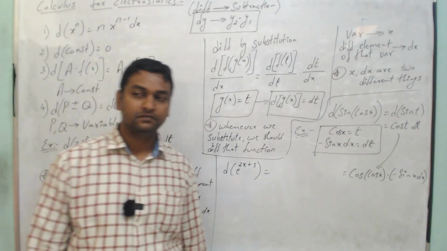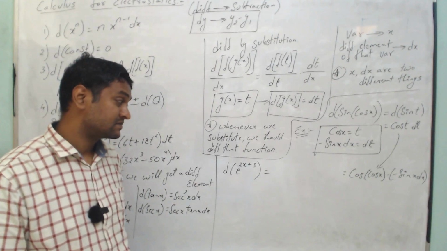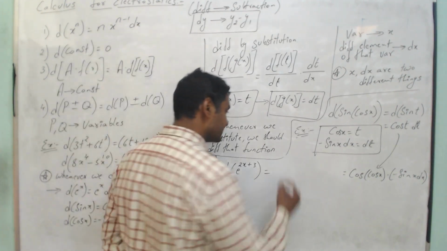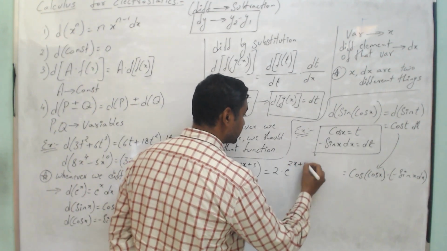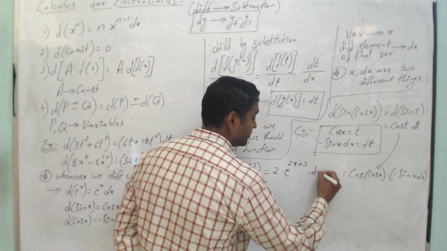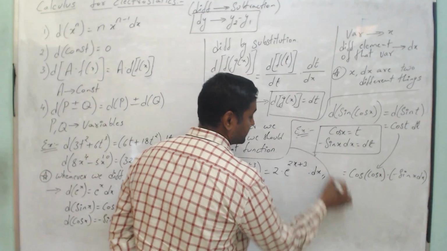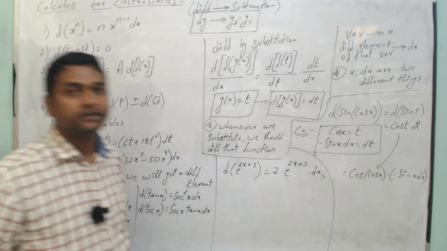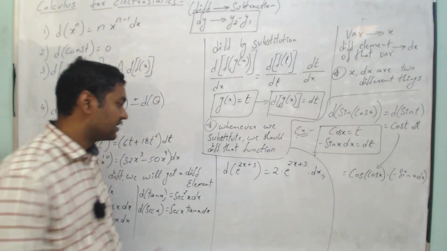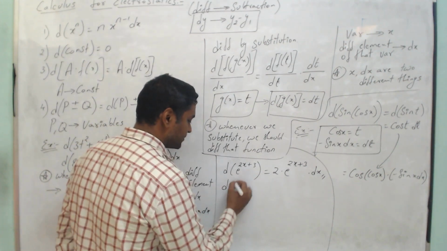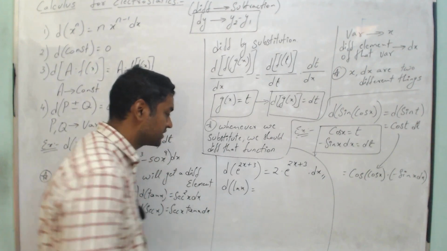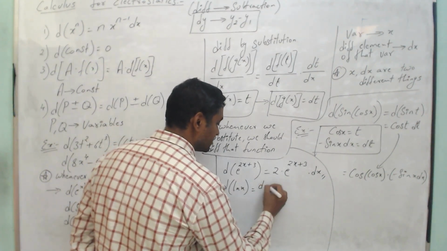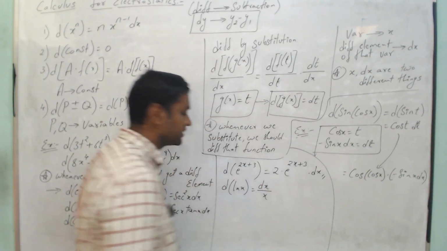It will be e power 2x plus 3 into 2. Correct, but you missed one small thing: whenever we differentiate, we will get the differential element. What is the differential of ln x? 1 by x dx, right? So I can say it is dx by x.